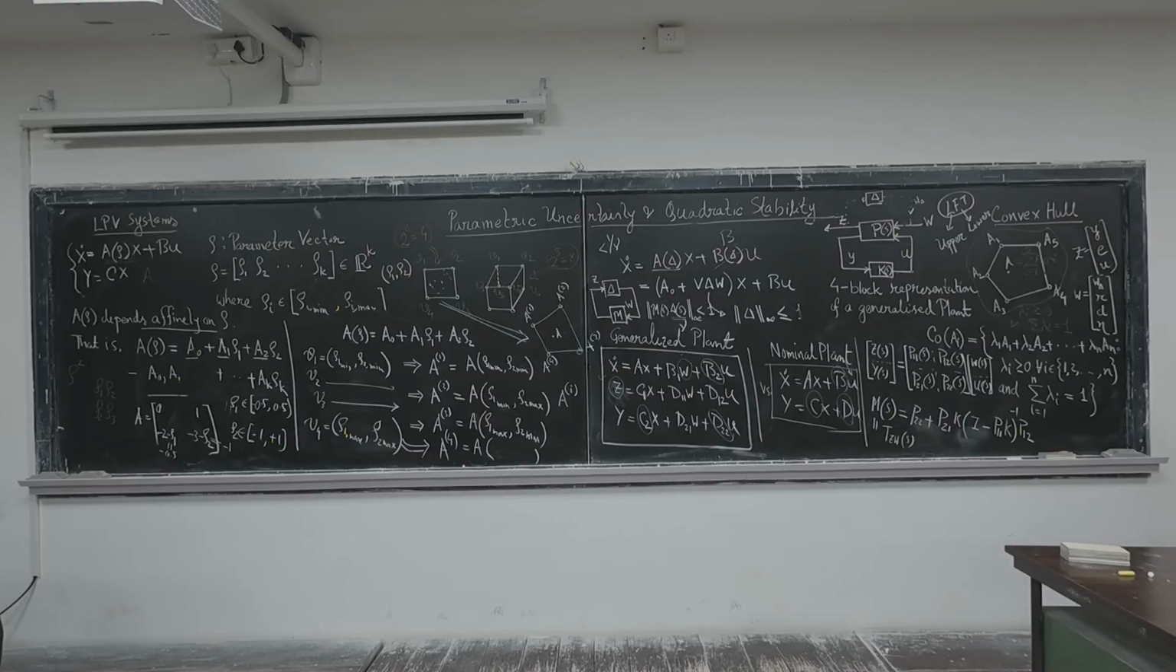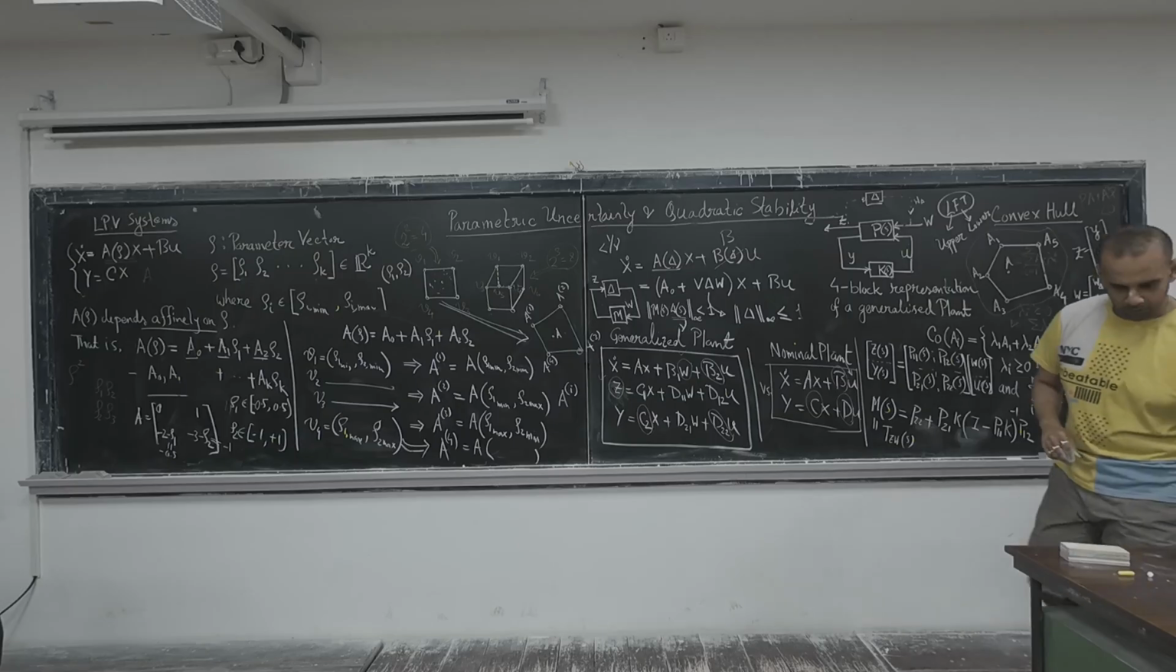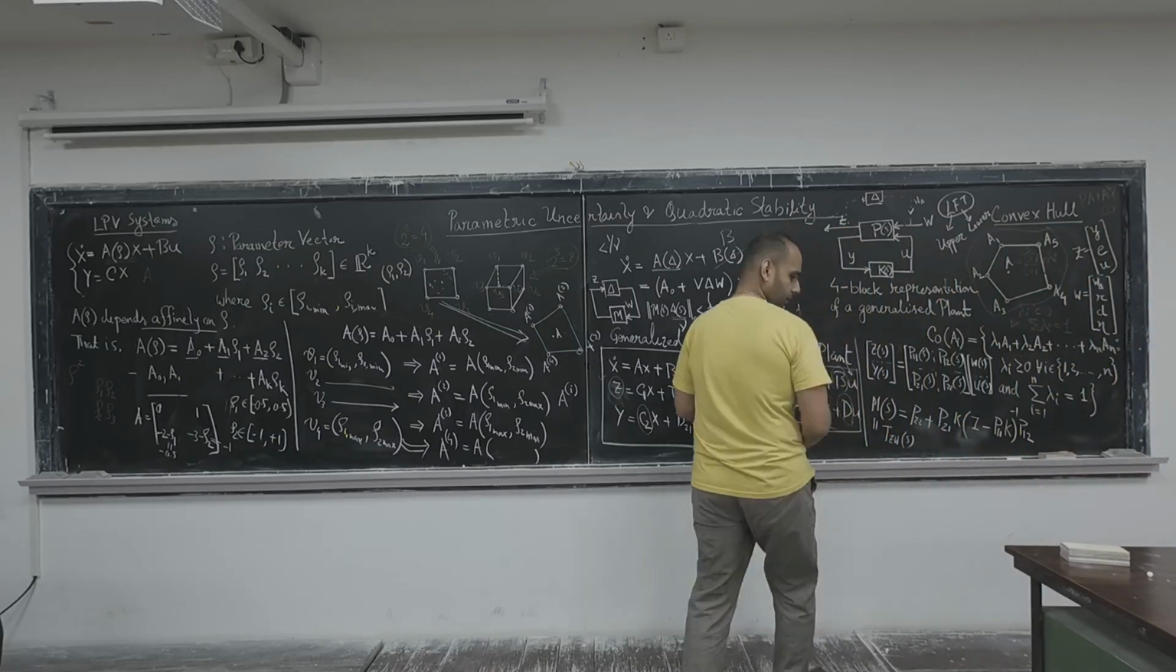So if A0 is in the convex hull, then we can apply the quadratic stability. Now the case is that we have PA plus A transpose P less than 0. Now the concept is, if there exists a common symmetric positive definite matrix P, so that, if I write, then it would be very clear.